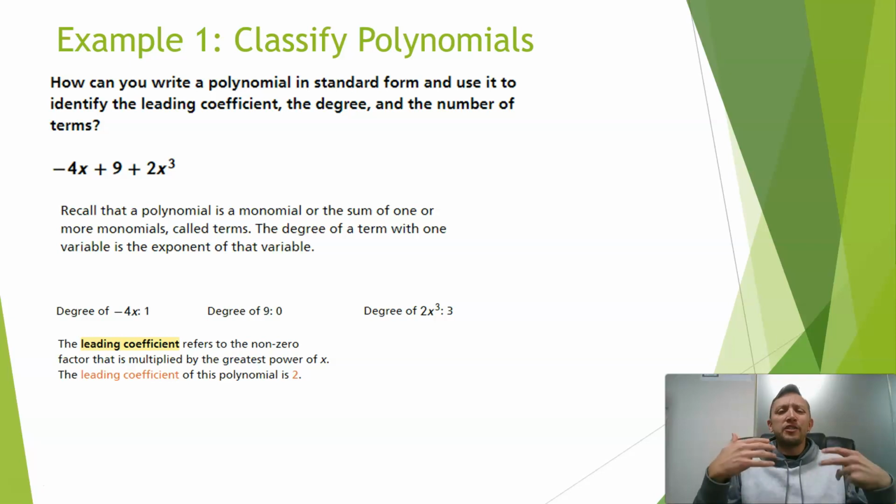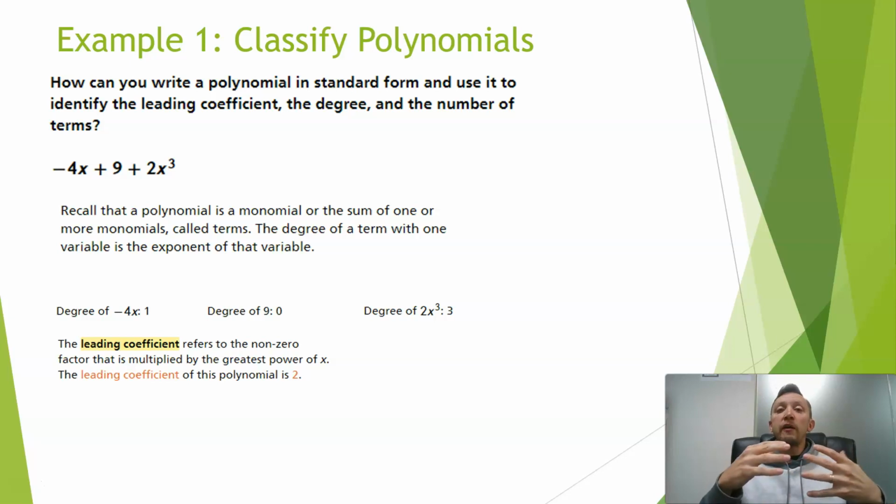So what does that mean in general terms? In just common terms, the leading coefficient, okay, so let's break that down. Coefficient is always the number that's attached to a variable. So looking at that original polynomial, the coefficient of the first term, negative 4x, is negative 4. I'm sorry, the coefficient, not the leading coefficient. The coefficient of 2x cubed would be 2.